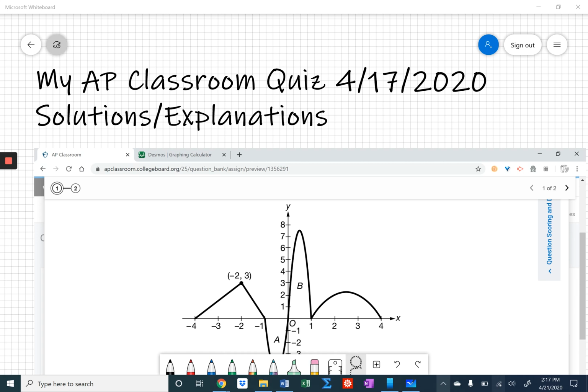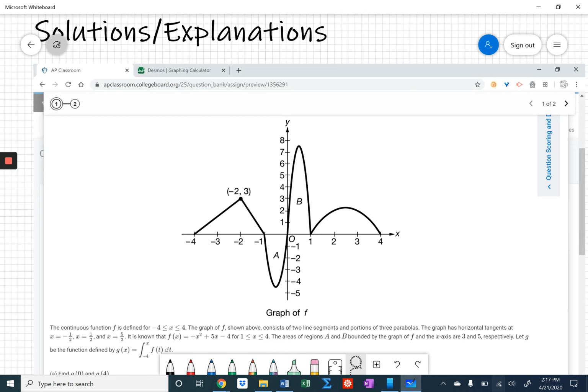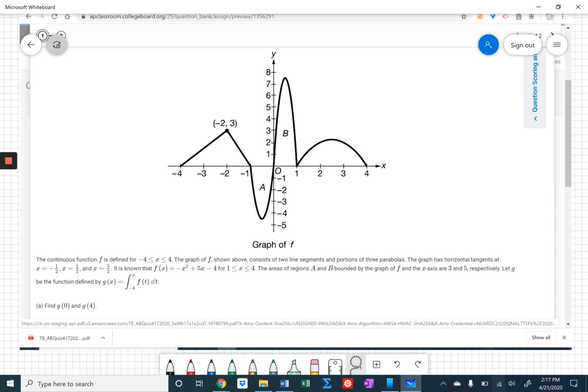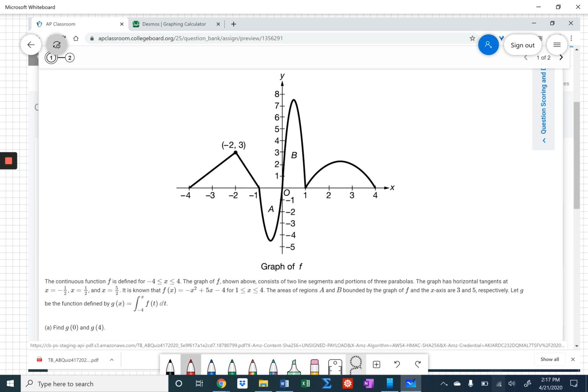All right, so let's go through what we should have done. Most of us struggled with this quiz, so let's try to figure out why and learn from our mistakes. Okay, so we're given this prompt right here, and we're given a function, and they tell us it's the graph of f. So right here, it's the graph of f. That's something you got to keep in mind.